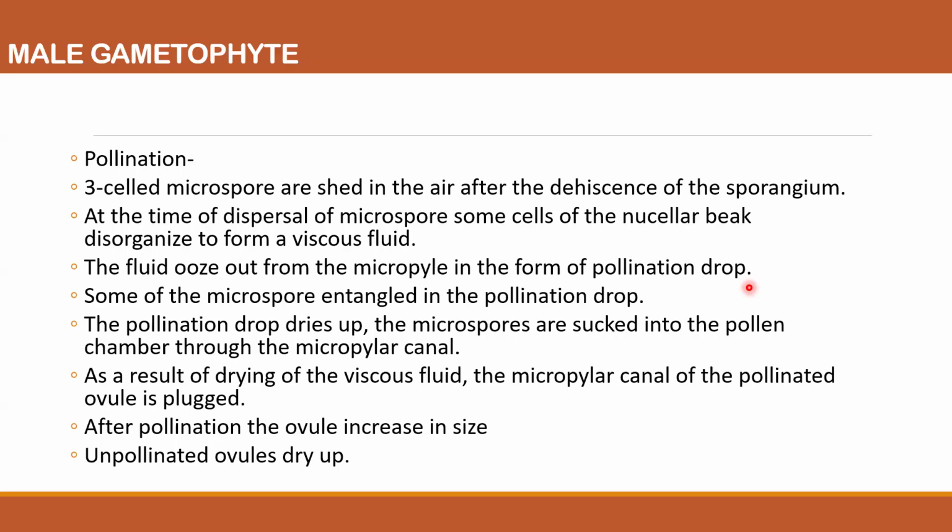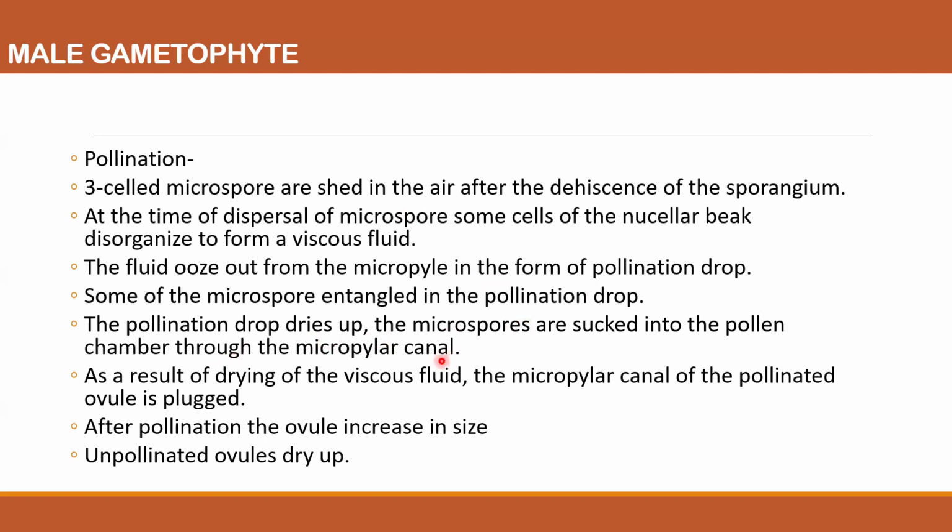Now, after dispersal, we come to pollination, where the microspores are shed in the air after dehiscence. At the time of dispersal, some of the cells of the nucellar beak present in the ovule are disorganized and form a viscous fluid, which oozes out of the micropyle and forms the pollination drop. Thus, the pollination drop functions to stick or entangle the microspores.